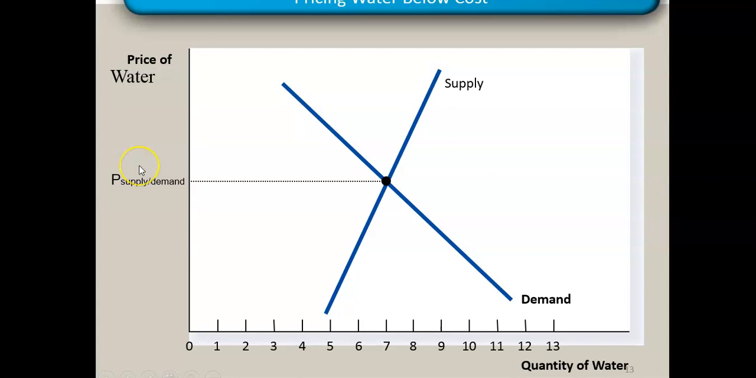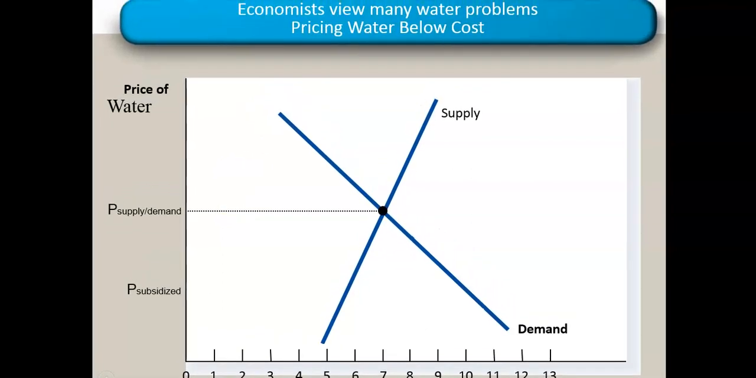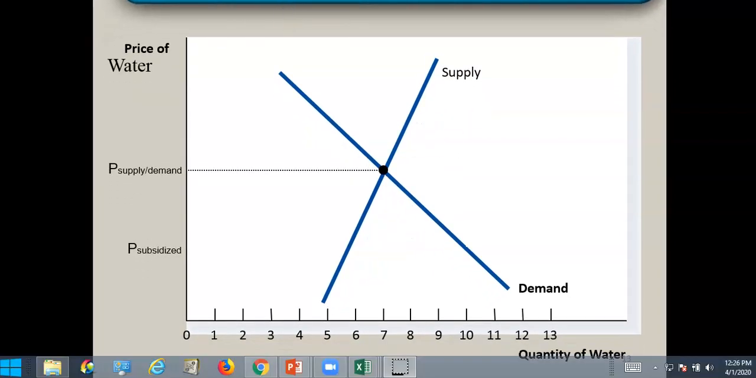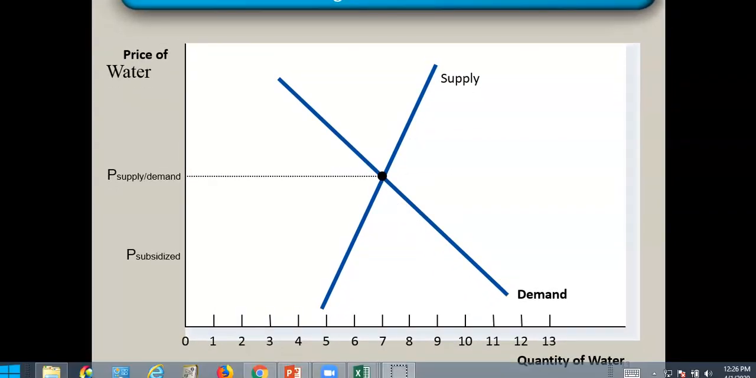So economic theory suggests that a logical price is usually the price at which the quantity demanded and quantity supplied are the same, where there's an intersection. Now, when I say that water prices are subsidized, pricing water below cost, you can think of that as pricing it below that equilibrium price.